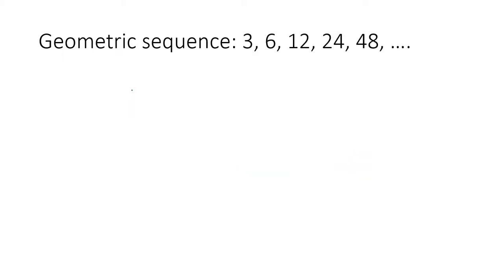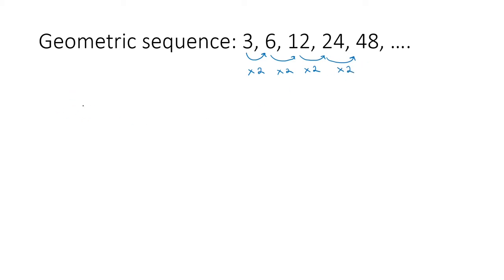So let's look at this geometric sequence. We have 3, 6, 12, 24, 48. To get to 6, I need to multiply by 2. And again, to get to 12, I need to multiply by 2. So each of these has a common ratio of 2. We have to multiply by 2 to get to the next term in our sequence.